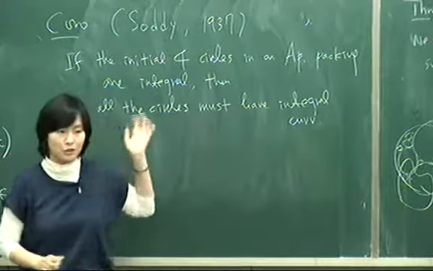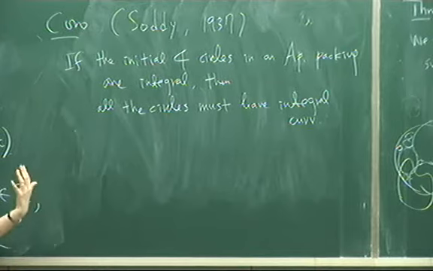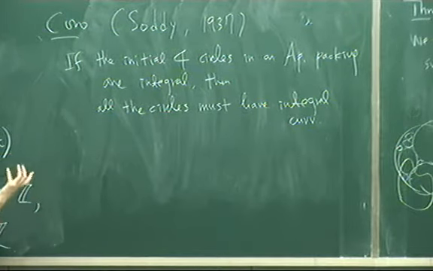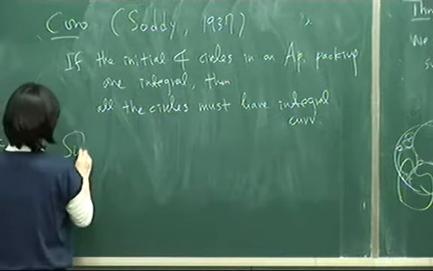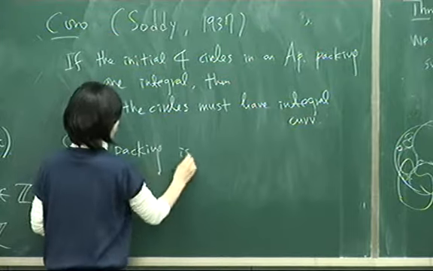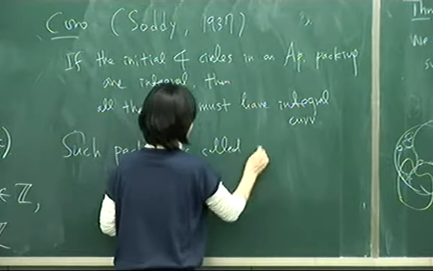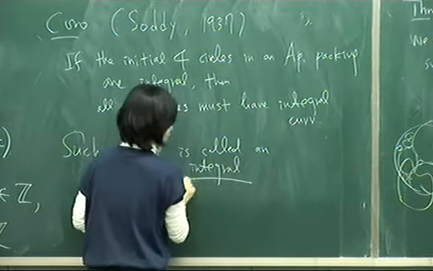It's not obvious at all from the very beginning, right? Why should there exist an Apollonian packing with all the curvatures integers? Okay? And such a packing is called an integral packing, an integral Apollonian packing.